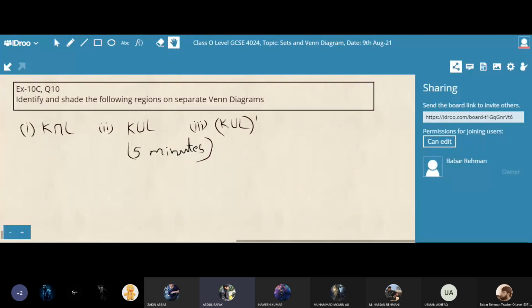In the first diagram, K and L will be two circles drawn, in which only the common area will be shaded. In the second part, the whole circle will be shaded, while in the last one a rectangle will be made in which two circles will be drawn, and the whole will be shaded.